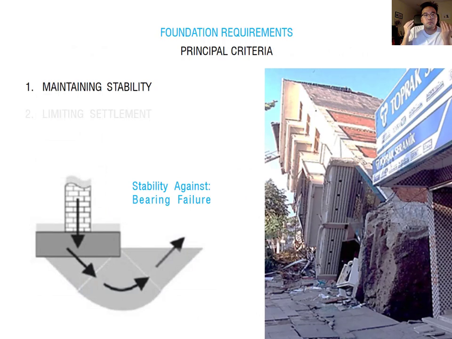So what about the principal criteria for the foundation requirement? First, it has to maintain stability. If it has a limited foundation, the building will collapse under the weight of the dead and live load of the building. It means it needs a foundation with the proper thickness to support the building. If the foundation is very weak, it's hard to support the building weight. It can collapse the building, right?